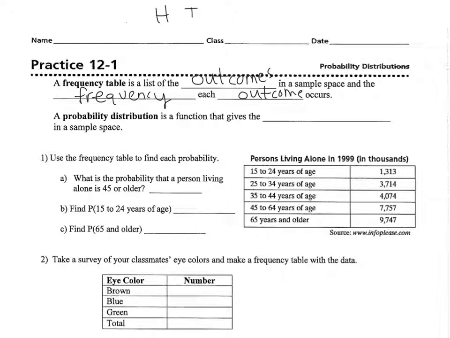So let's say you toss a coin twice. The outcomes are you could have two heads, that would happen once. You could have one heads and one tail, that could happen twice. Or you could have two tails, so that could be once. The frequency is the number of times it occurs, and these would be the outcomes that you could have.